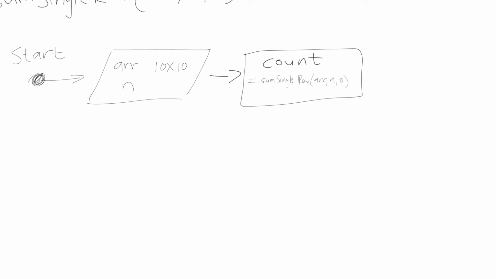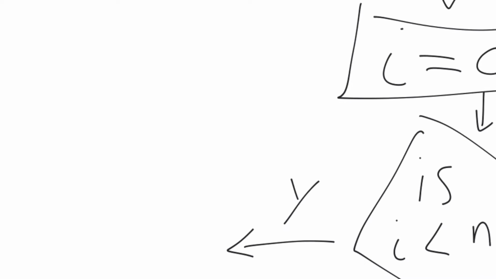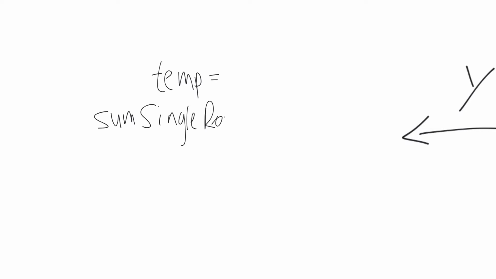Now let's create a variable called I, because now we're going to run through every single row. So we're going to set I equal to 0, right? And now we're going to ask, is I less than n? Because it's a for loop. Alright, so let's start with if it is, yes. Okay, so now what we want to do is we want to create a temporary variable, and we're going to say our temporary variable is equal to the sum of a single row, and it's going to be our array n, and we're going to send I. So I is constantly changing.